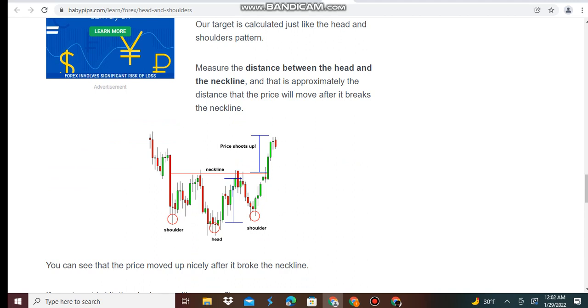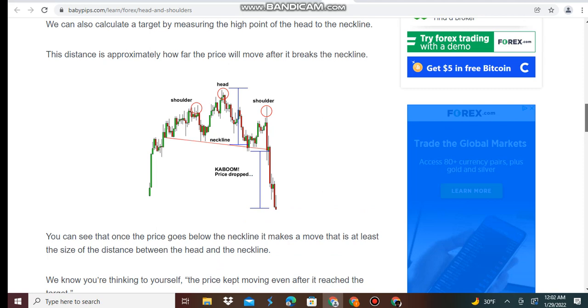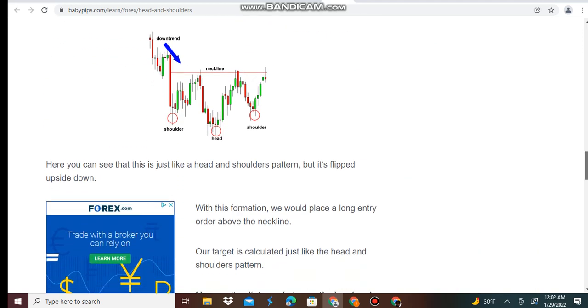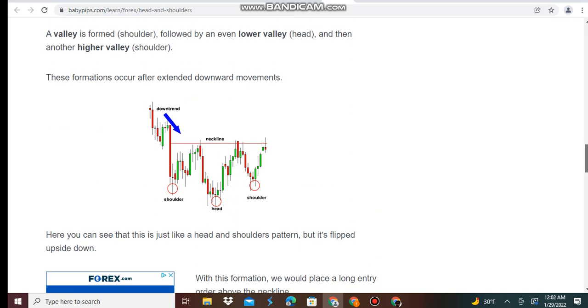As you can see, after we see the shoulder, head, and shoulder again, we see an uptrend right after that. So it's called inverse head and shoulder. It's the opposite of the head and shoulder pattern that you see during an uptrend. You see this during a downtrend after a strong downtrend. You see a head and shoulder pattern after a strong uptrend. So this is an inverse head and shoulder pattern that you will see in the market.